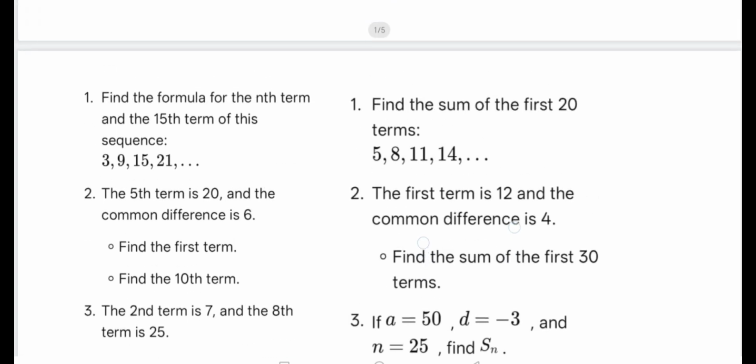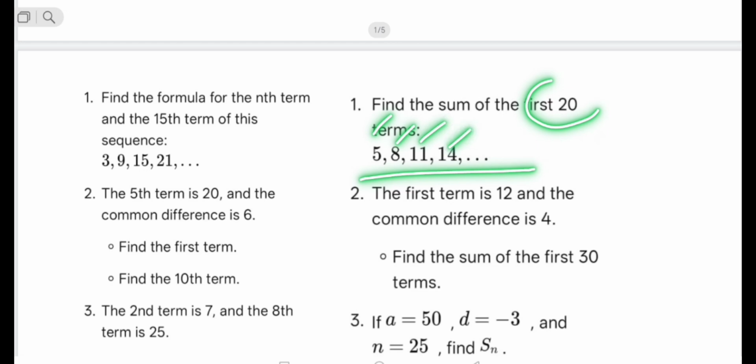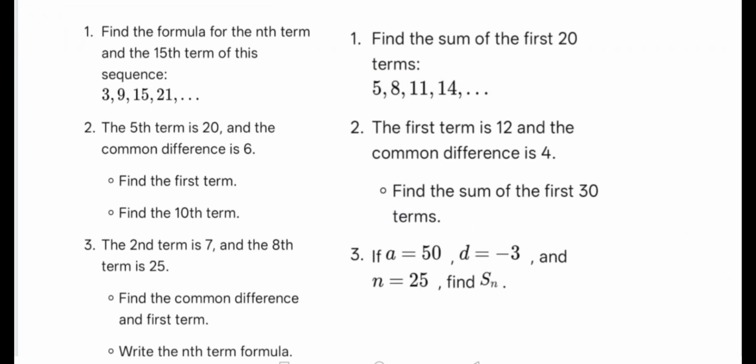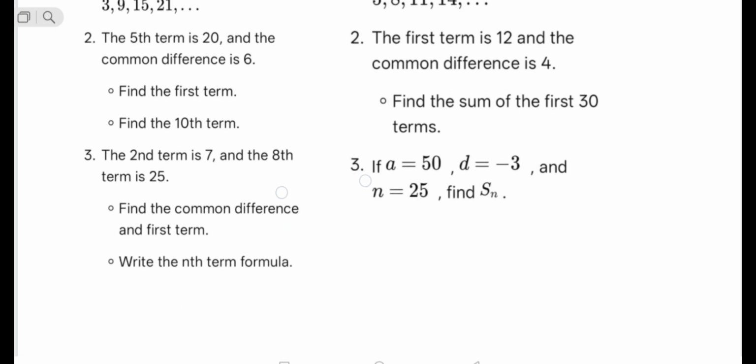And here we have to find sum of the terms. First 20 terms, what is the sum of the first 20 terms? This is the sequence. First term, second, third, fourth term. What is the sum of the first 20? That is, 5 plus 8 plus 11 plus 14 plus so on up to the 20th term. How to find? We will use the formula. So we will try to solve these questions, and you just need to concentrate.